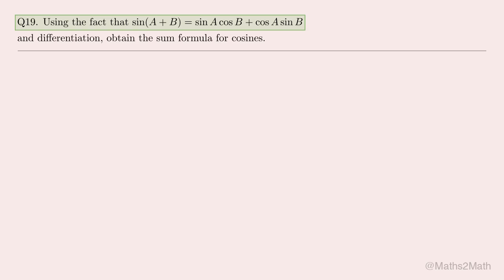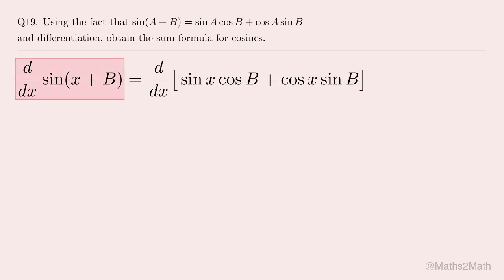Question 19. Differentiating one identity should manufacture another. Treat a as the variable and b as a constant. Let a vary as x with b held constant, and differentiate both sides with respect to x.